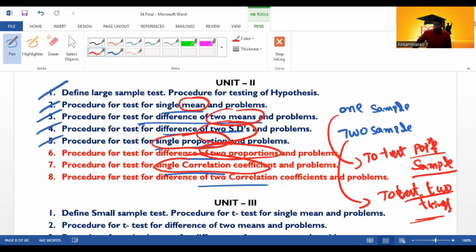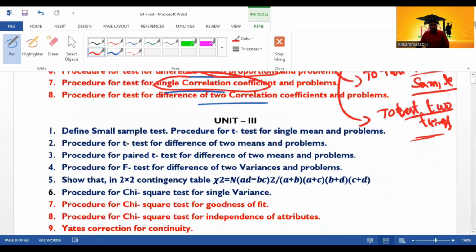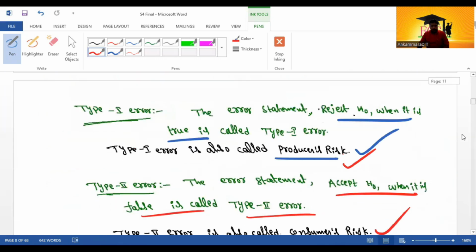ఇది మనకు ఉన్నది. వన్ శాంపుల్ అయితే శాంపుల్ కి పాపులేషన్ కి డిఫరెన్స్ టెస్ట్ చేయాలి. టూ శాంపుల్ అయితే టూ శాంపుల్స్ మధ్య డిఫరెన్స్ టెస్ట్ చేస్తే సరిపోతుంది అన్నమాట. సో లిజన్ దిస్ వన్.